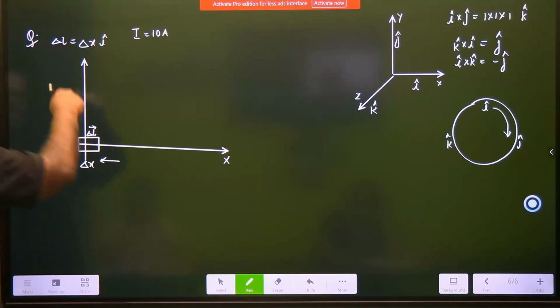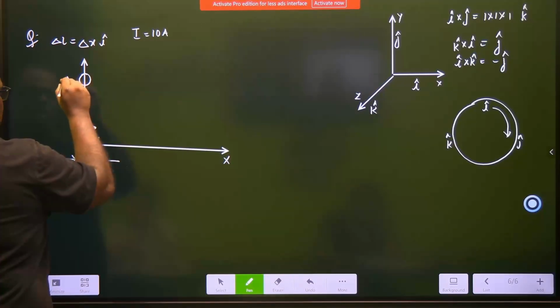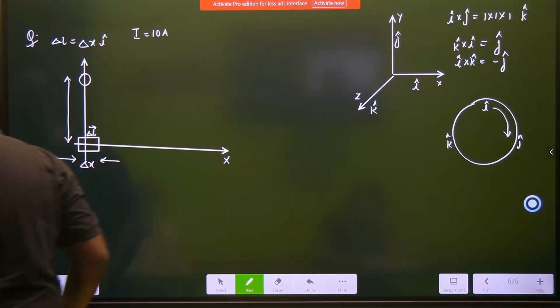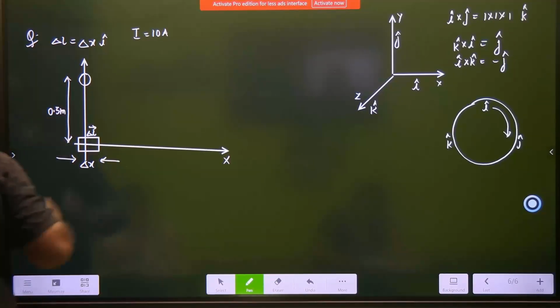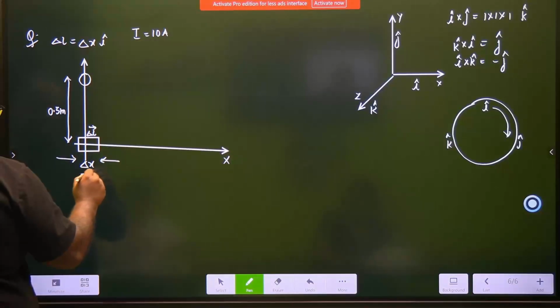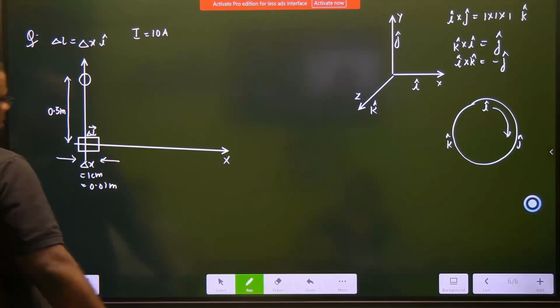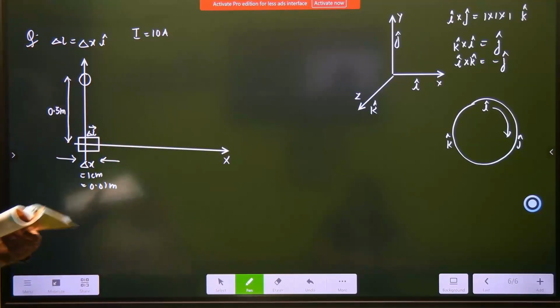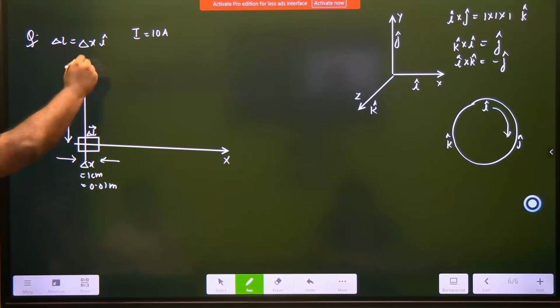Okay, 10 amperes. What is the magnetic field on the y-axis at a distance 0.5? You need to find out the magnetic field at the point on the y-axis, and the distance from here to here is 0.5 meters. And delta x, the length is 1 centimeter, which is equal to 0.01 meter. Clear? So you need to find out the magnetic field at this point on the y-axis.